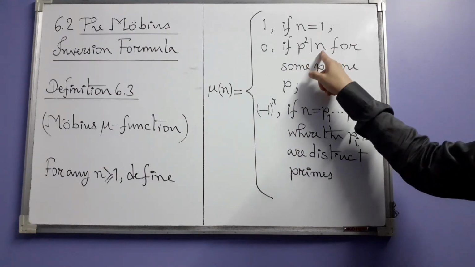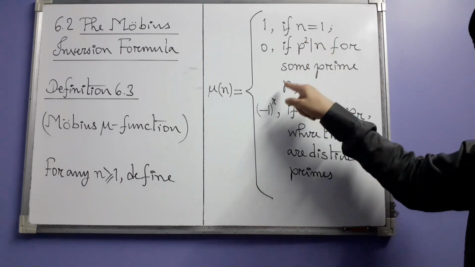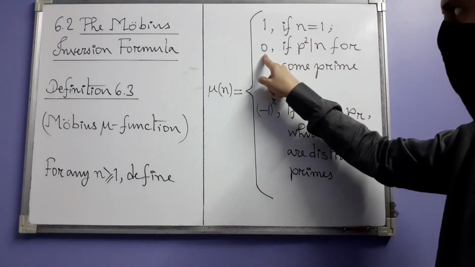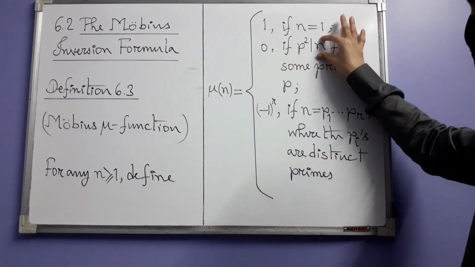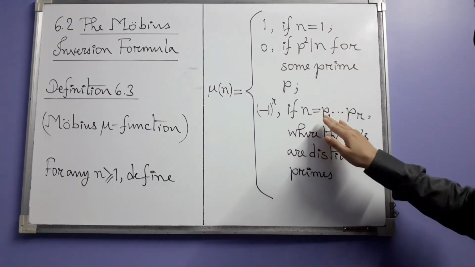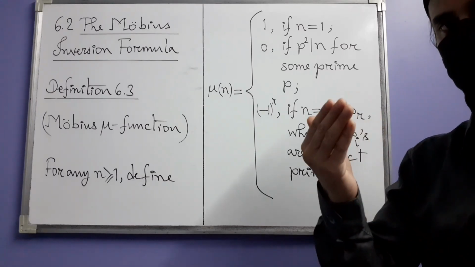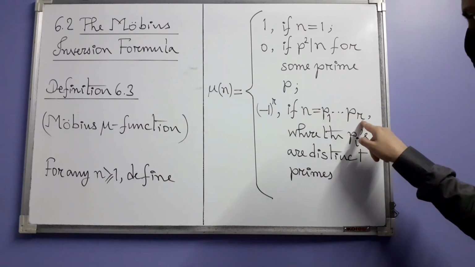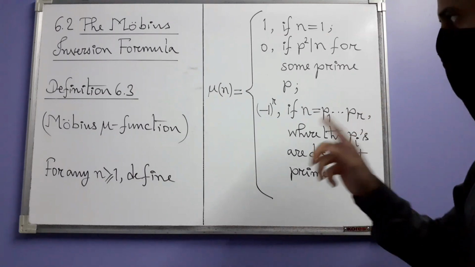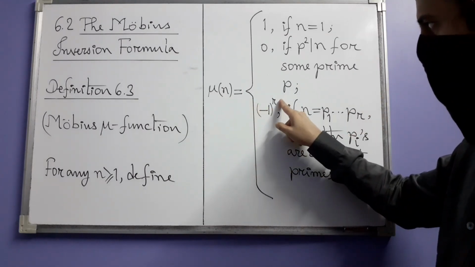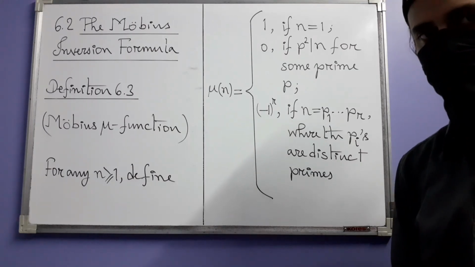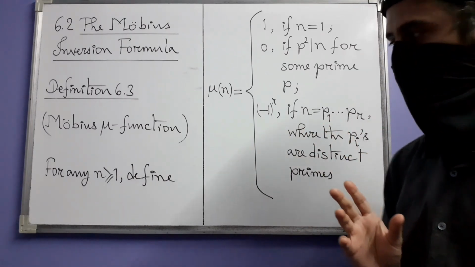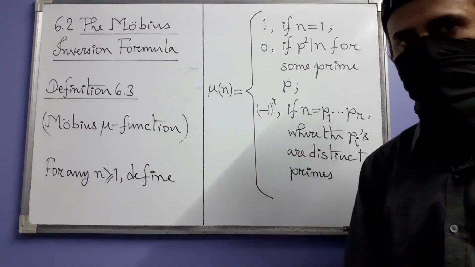If the input n, however, is divisible by the square of some prime number, then mu of n is defined to be 0. But if this is also not the case, then the input has to be a product of distinct prime numbers, p1, p2 up to pr. If there are r primes here, then mu of n is defined to be the rth power of minus 1. Now, before we see what properties this mu function has, let us see some values of mu.